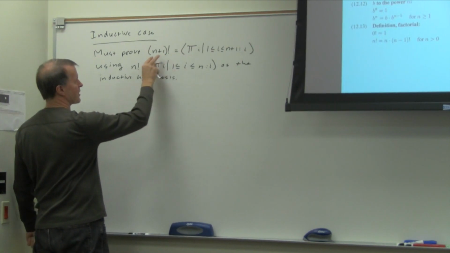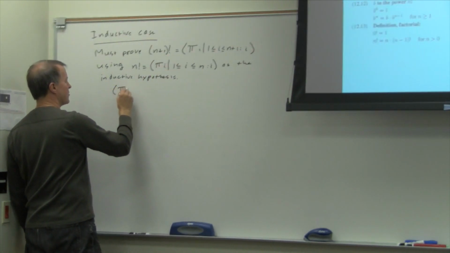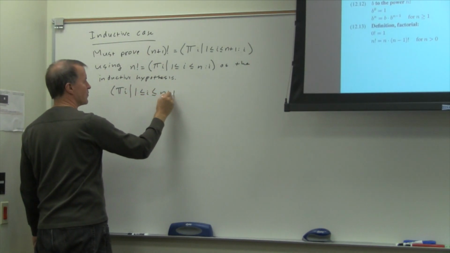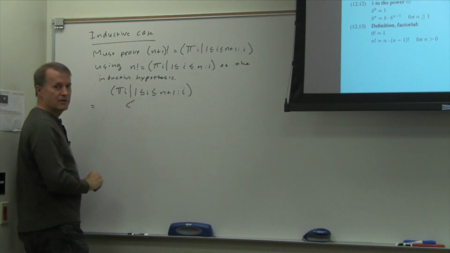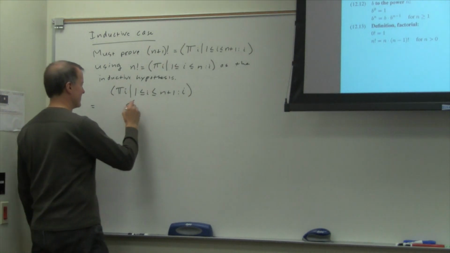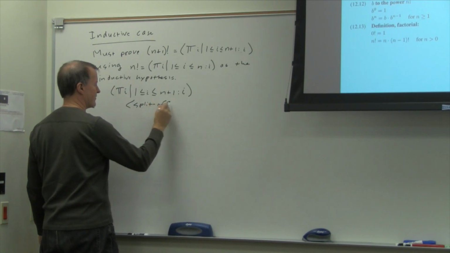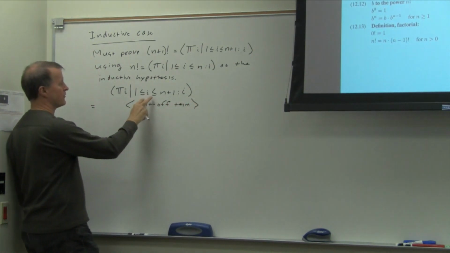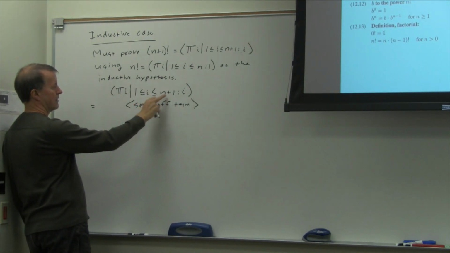Okay, so which side should we start with? We want to prove this. Should we start with the left or the right? Start with the right: the product over i, 1 less than or equal to i less than or equal to n+1, body i. And what's always the first thing we do? Split off a term. What's the last term here? n+1.